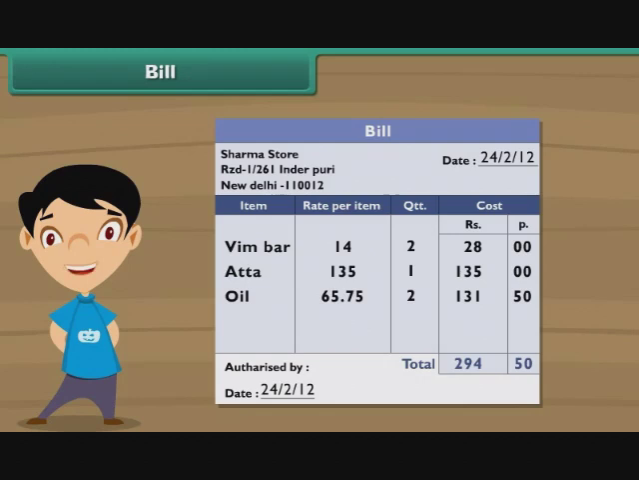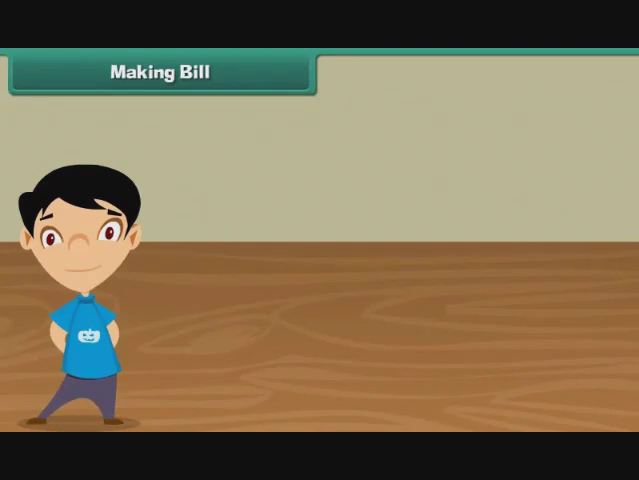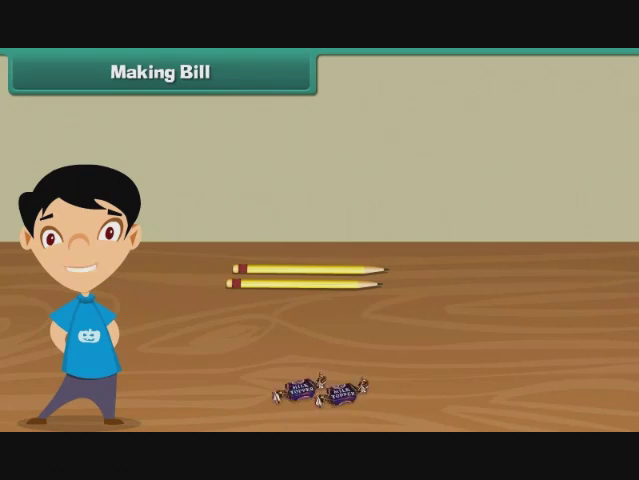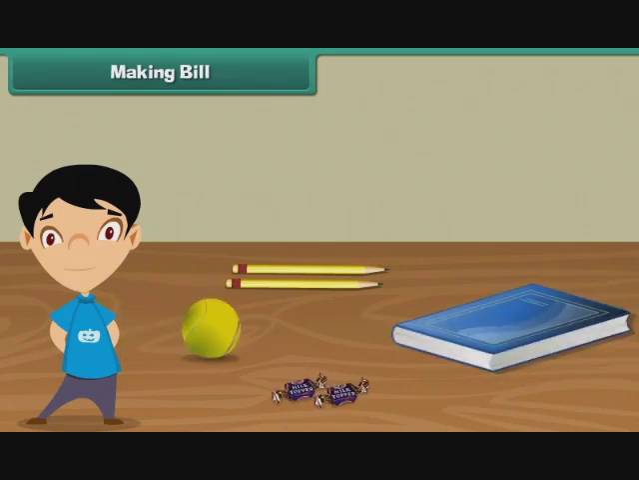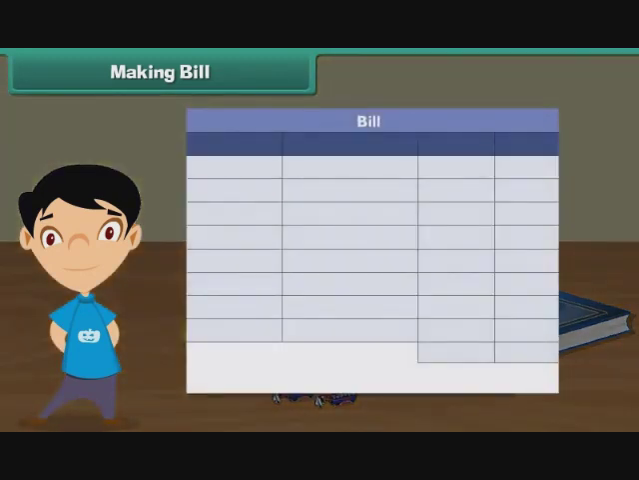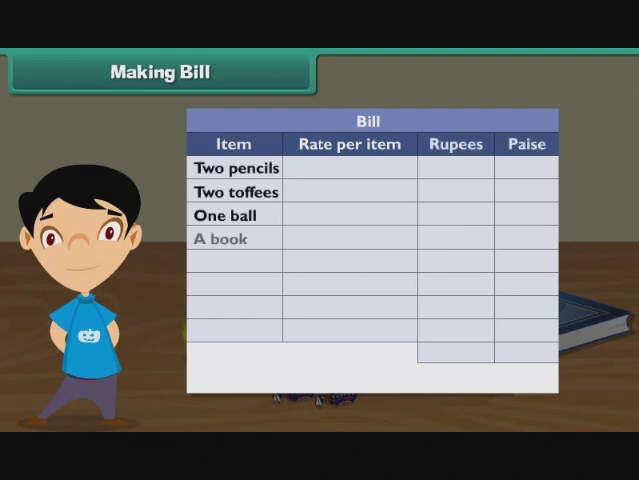The details include the names of the items purchased, their costs, and the total. Making bill. Now we will learn how to make a bill. Ramita bought 2 pencils, 2 toffees, 1 ball, and a book. Prepare a bill for Ramita. Make 4 columns. Item, rate per item, rupees and paise. Under the item column, write the names of the different items purchased.